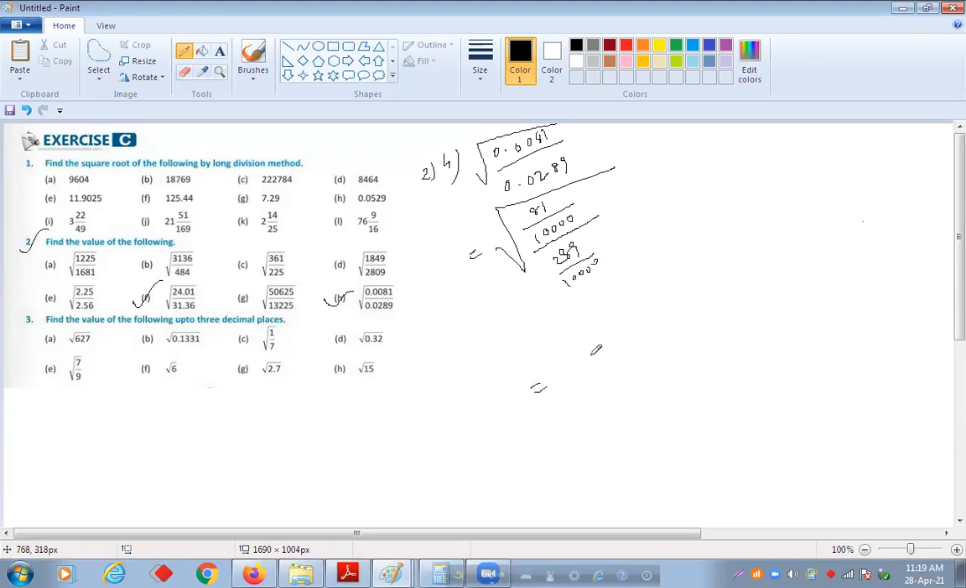Then these and these, 1 by 10^4 and 1 by 10^4, this and this can be cancelled out. So the number will remain root over 81 by 289. Root over of 81 means 9. Root over of 289 means 17. So what we will get is 9 by 17.